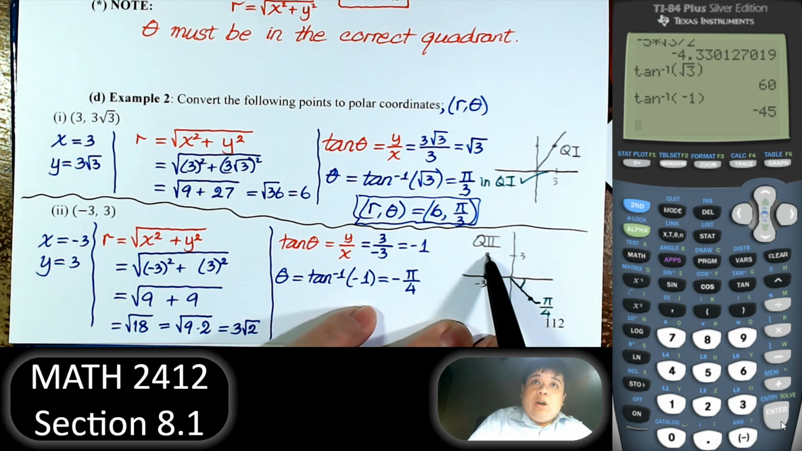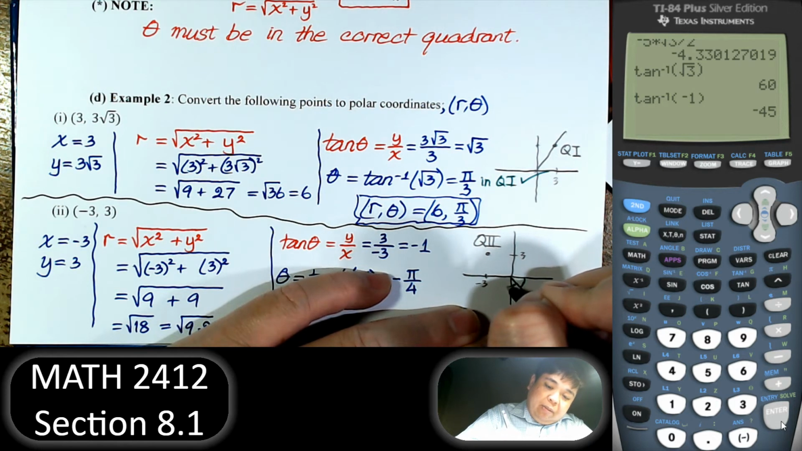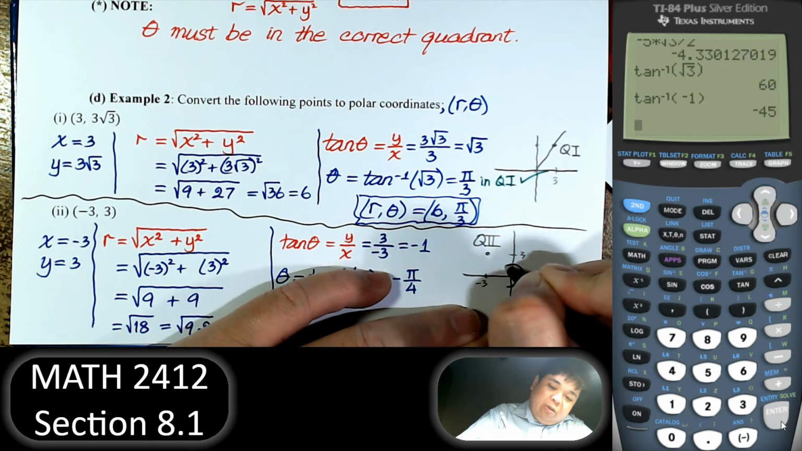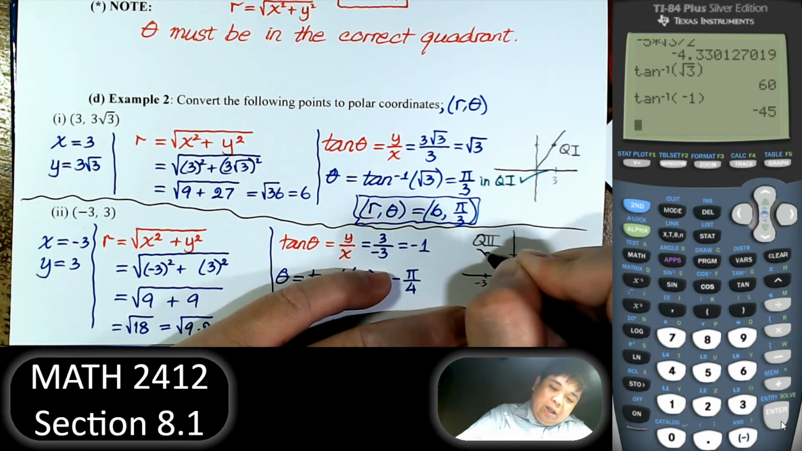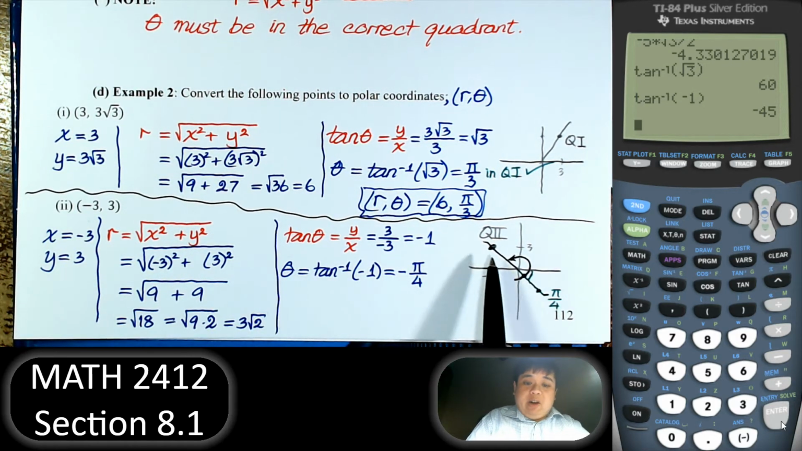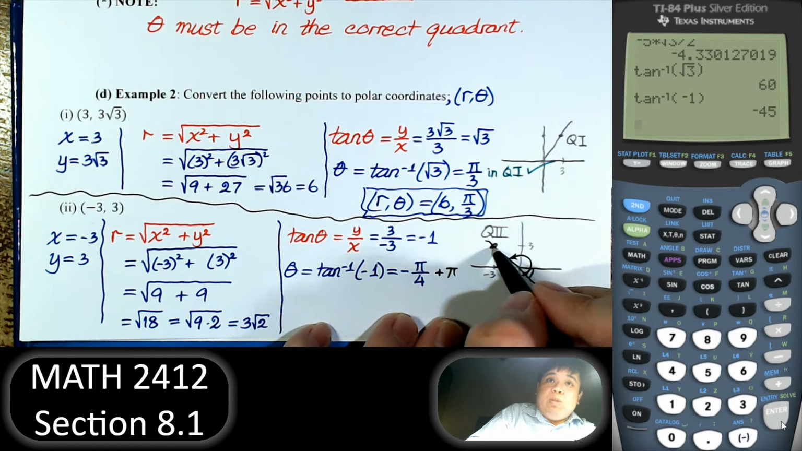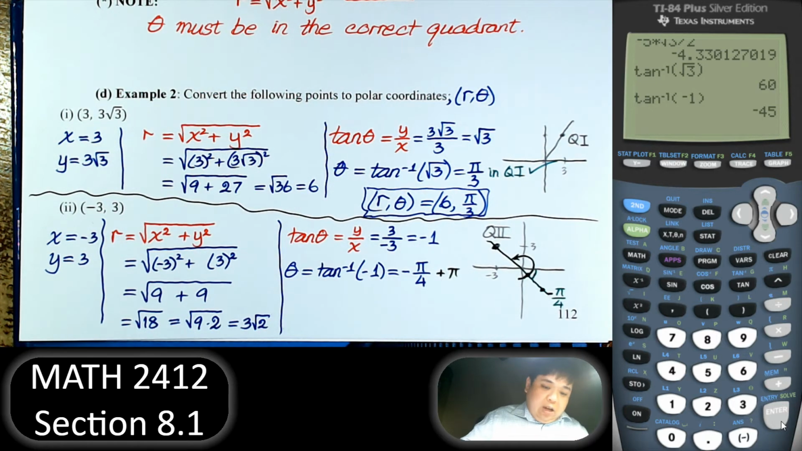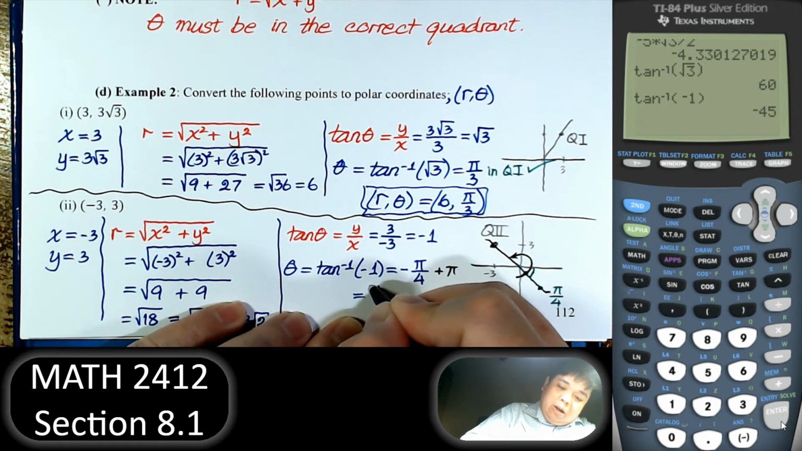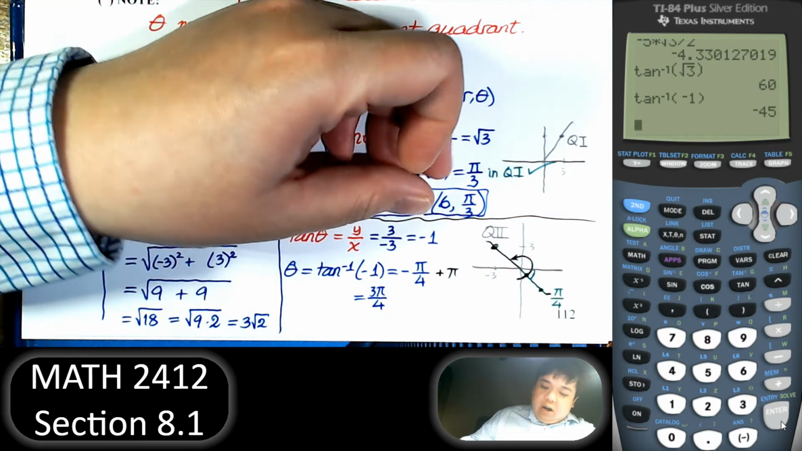We need to be in quadrant 2. So we have to make an adjustment. We're going to need to add, counterclockwise, a half revolution, so that we end up in quadrant 2. So the inverse is correct, however it is not in the right quadrant, so we have to add a pi to it to make a manual adjustment, so that it will be in quadrant 2. So plus pi, that will be equal to 3 pi over 4, and 3 pi over 4 is in quadrant 2.